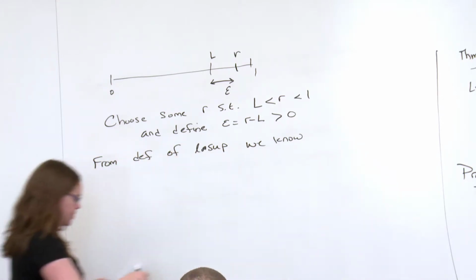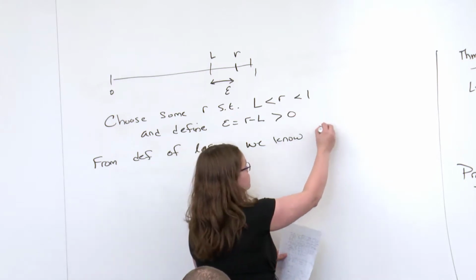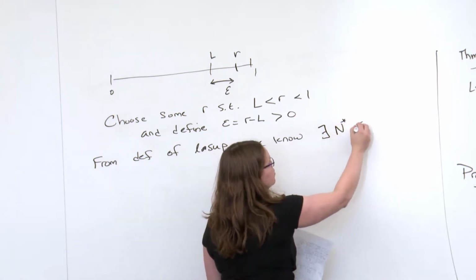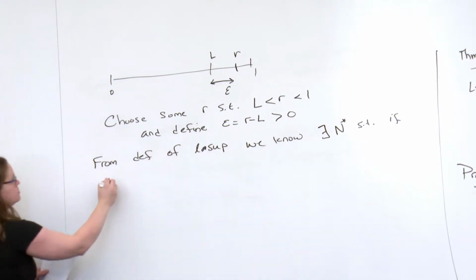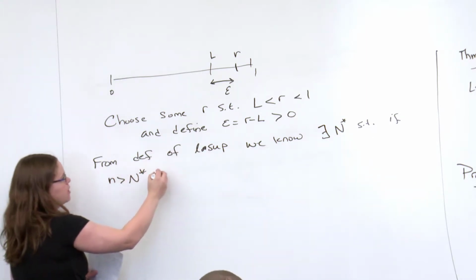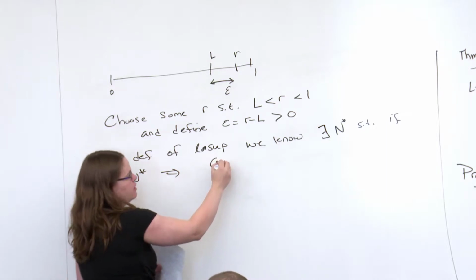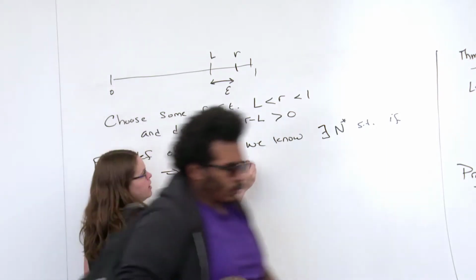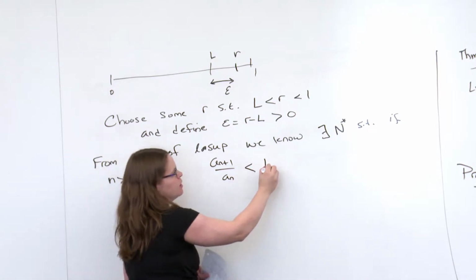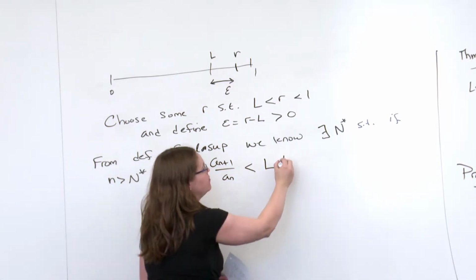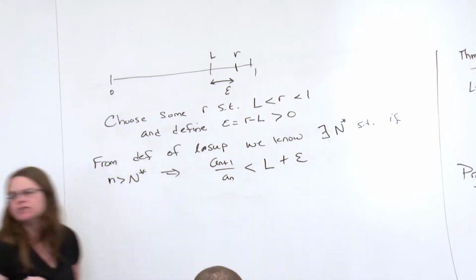So we know there exists some n star such that if n is bigger than n star, then a_{n+1} over a_n, right? L is trying to act like an upper bound in the limit. It's not actually an upper bound, so we have this little plus epsilon tolerance that we allow.